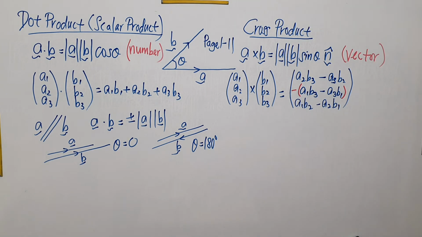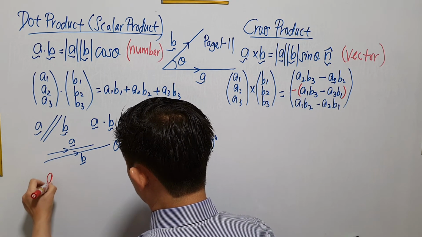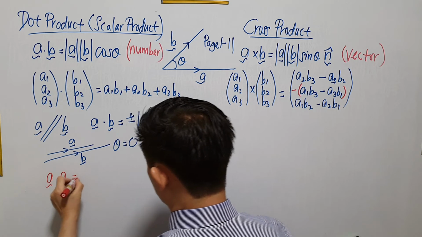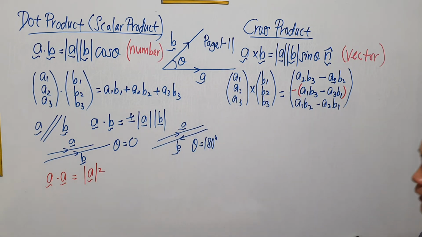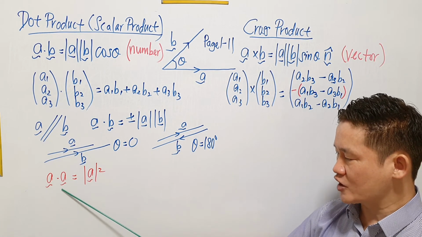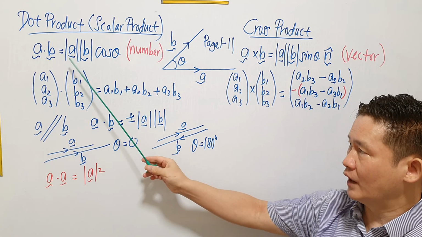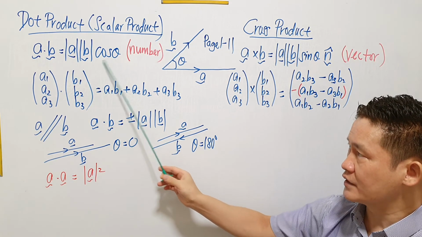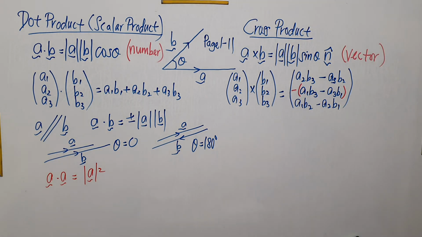In particular, there's a very important result that you want to note. If the two vectors are the same, if you have the dot product of the vector with itself, this will give you the magnitude of A squared. Because if these two are the same vector, then they are in the same direction, the angle between them is therefore 0. Then you have magnitude A, magnitude B, cos 0. Cos 0 is 1, so that's magnitude A squared. It's a result that is sometimes used in calculation.